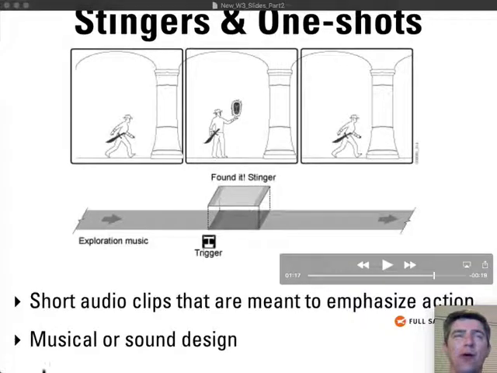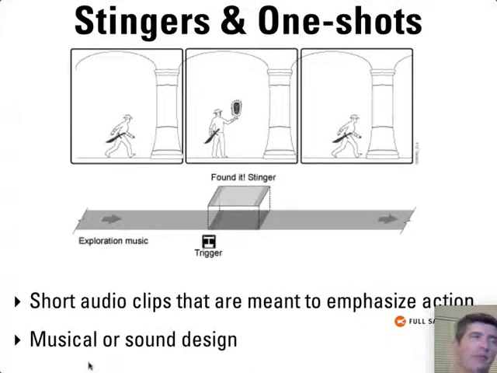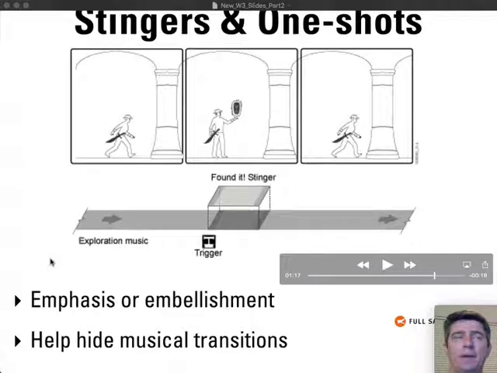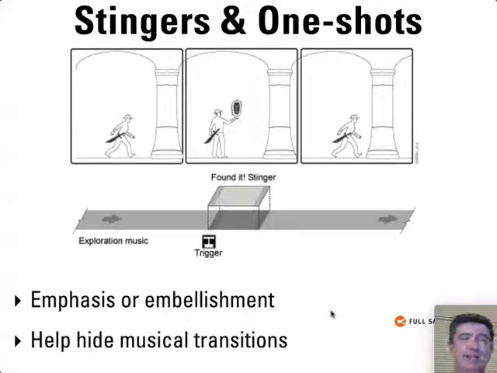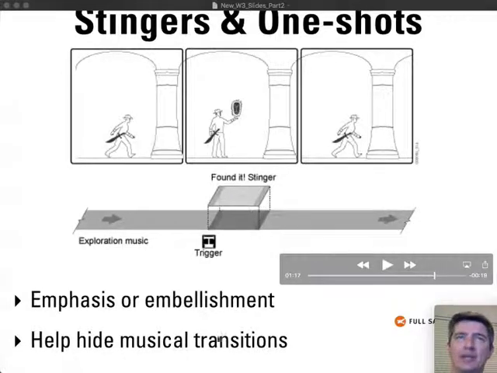Stingers are often musical, and really for our purposes, when we're talking about music composition, the music soundtrack, we're often relating them in more of a musical context, but they can also certainly be sound design. They can be a combination of both, and are used as embellishment or for emphasis, so that they are really there to identify that you did something, right? It's there to provide feedback, to tell the player, hey, you did something correct or you did something incorrect. Already mentioned, they help hide transitions.